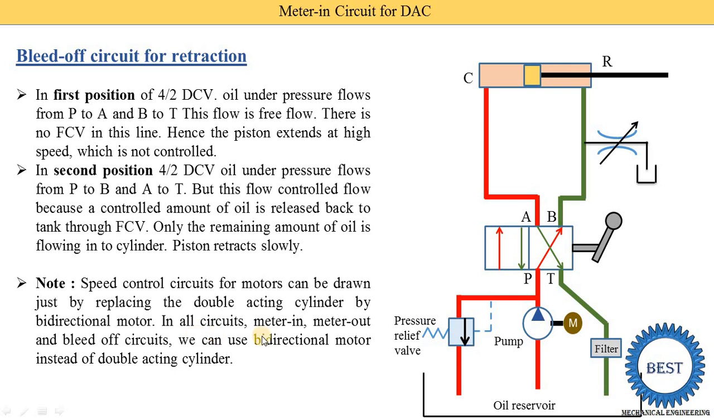In all the circuits, that is meter out, meter in, bleed off circuits, we can use the bidirectional motors instead of the double acting cylinder. Means in short, you only need to change the symbols. Instead of double acting cylinder, you only need to draw the symbol of bidirectional motors.